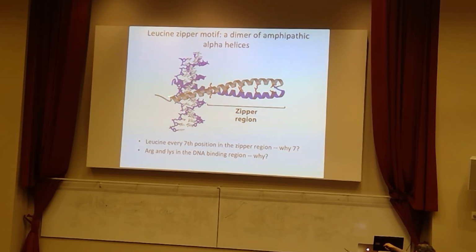They complex on either side of the DNA, and they are extending part of this protein chain to recognize particular base pairs. This is the DNA contacting portion of these leucine zippers, and here is the zipper region. And we have leucine at every 7th position, shown here in red. Why 7? Why every 7th residue is going to be leucine?